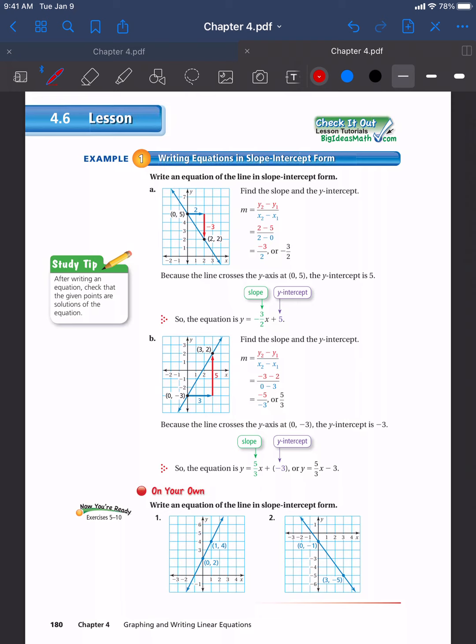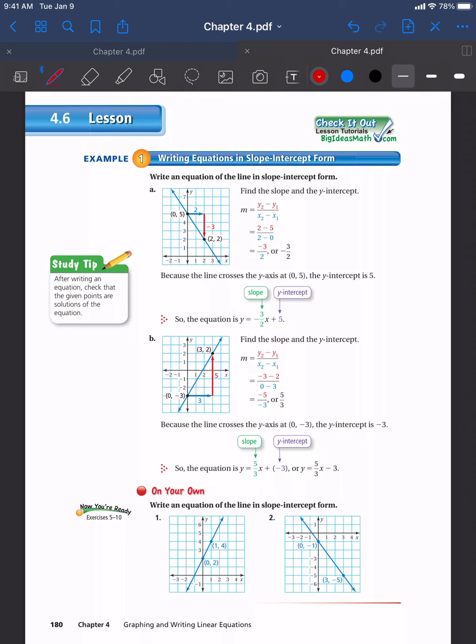All right, so we are doing 4.6. We are on page 180. In this lesson, you guys are learning how to now write from an equation. Oh, sorry. Last time we learned how to go from an equation to a graph. Now I want you guys to go from a graph to write an equation in slope intercept form.